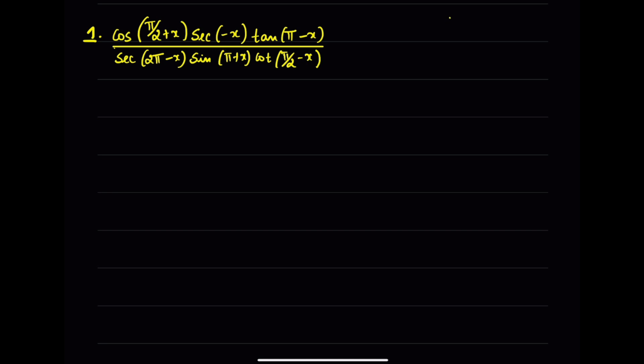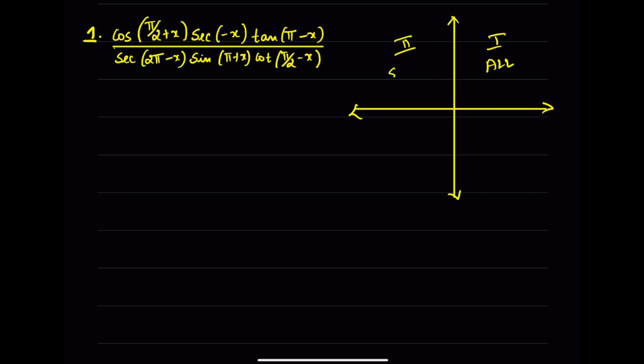Before we start, let's recall what the quadrants actually carry. In the first quadrant, all are positive, and in the second quadrant, sine and cosecant are positive, and in the third quadrant, tan and cotangent are positive, and in the fourth quadrant, we have cos and secant as positive. Let's apply this knowledge to this question.